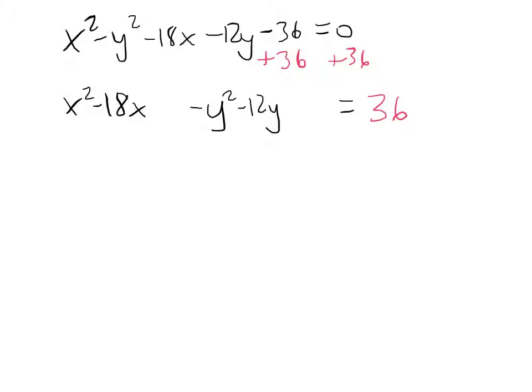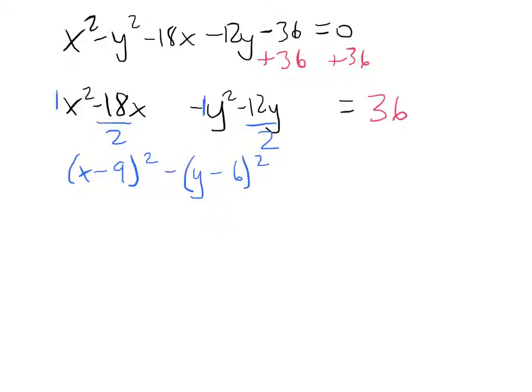Now, I've gotten all my x's together, I've gotten all my y's together, so my next step is now I need to complete the square. No, actually the next step is to make sure I have a 1 in front of each one of my terms. So here, I have a 1 in front of both my x squared and my y squared term. So since I have those 1s there, I know that now I can complete the square. So my steps for completing the square is the first thing I do is divide the middle term by 2, and then here I'll get x minus 9 squared minus y minus 6 squared.